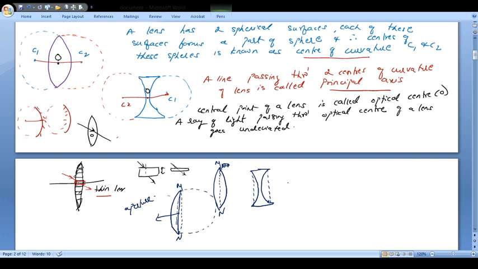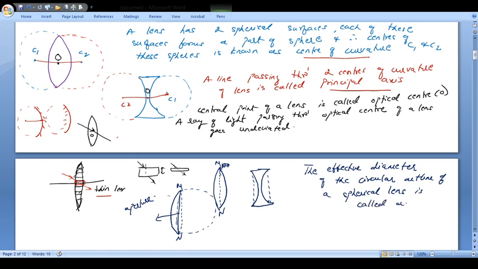So you can say the effective diameter, or you can simply say diameter also, the effective diameter of the circular outline of a spherical lens is called aperture. So I hope this part is clear to you what is aperture.